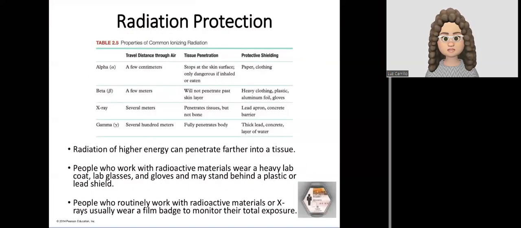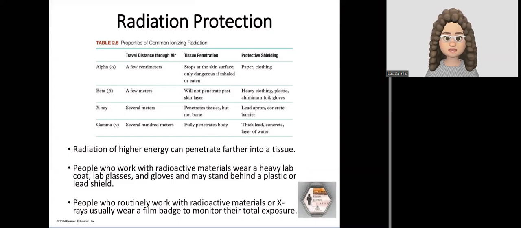Lastly, we are going to be looking at radiation protection. Radiation of high energy can penetrate farther into a tissue. So it is important to know that when people work with radioactive materials, sometimes, if you go to the doctor's office or the dentist or you're going to receive this type of imaging, you will see that there are different protective shields utilized on you or on the person performing the particular testing in order for everybody to be safe in these environments.